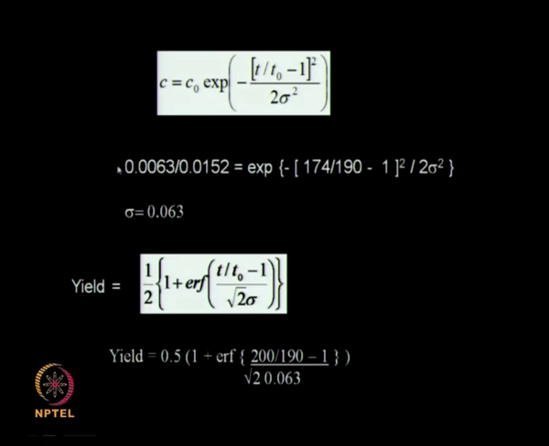Okay. So we take this equation again, and we know T, which is 200, and we know T naught, which is 190, and we know sigma, which is 0.063. So we substitute here, and we will get some value for x. Once I know x, I can use the table and calculate erf x, which I substitute here, and then yield will be equal to 0.5 multiplied by 1 plus that particular value. So when I do that, I end up with yield equal to 80%.